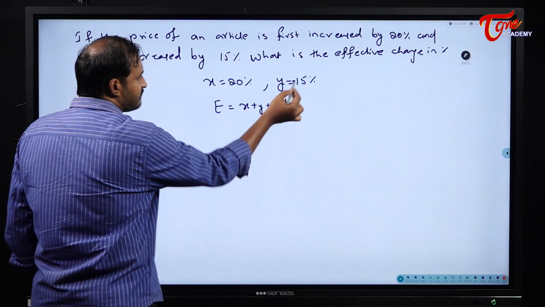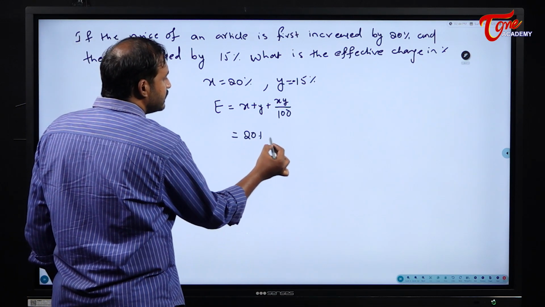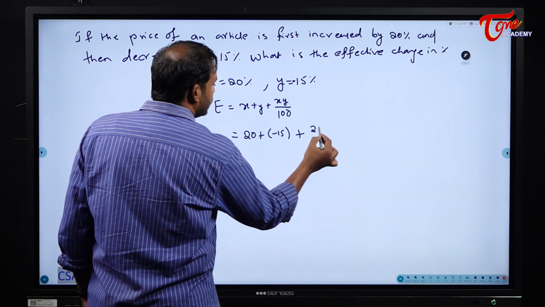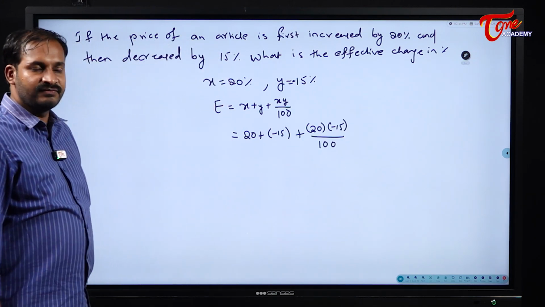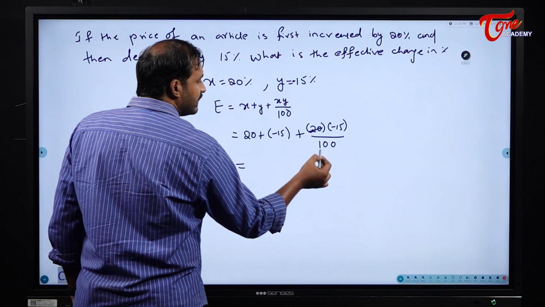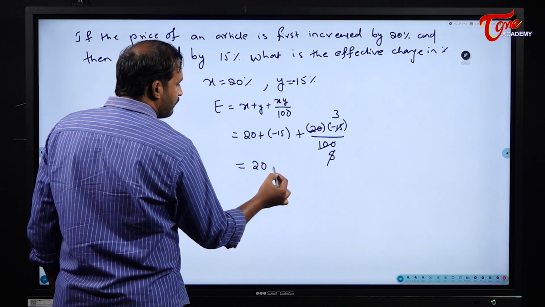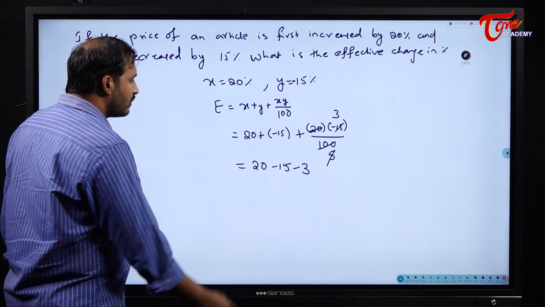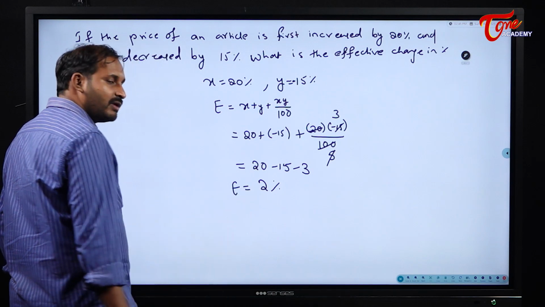Now when I substitute these values in this formula, what will happen for us? 20 plus minus 15 plus 20 into minus 15 by 100. Please observe carefully. 20 ones are 20, 5 fives are 25, so 20 into minus 15 by 100 becomes minus 3. So 20 minus 15 minus 3, why? Because plus into minus is minus. So now 20 minus 18, that is 2%.